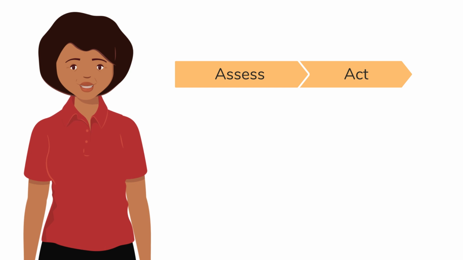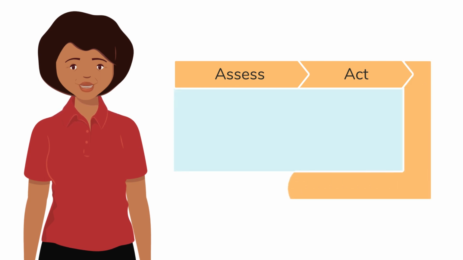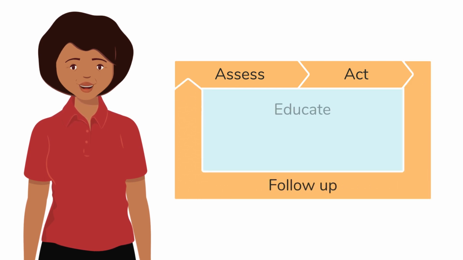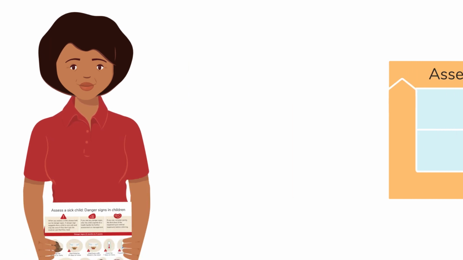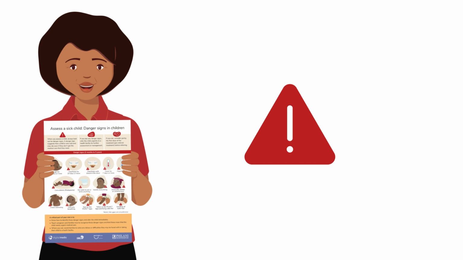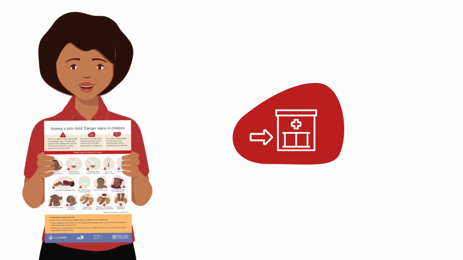Remember that the illness can change over time and a child may get worse quickly. So, reassess the child in a follow-up visit and educate the family on the danger signs to look out for. Always keep your list of danger signs with you so that you can identify these quickly and refer the child to a health facility immediately.